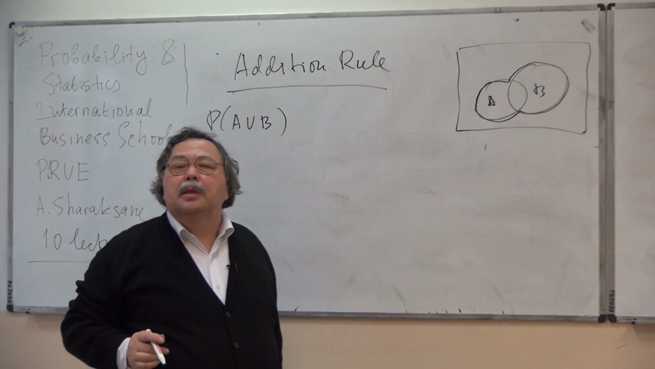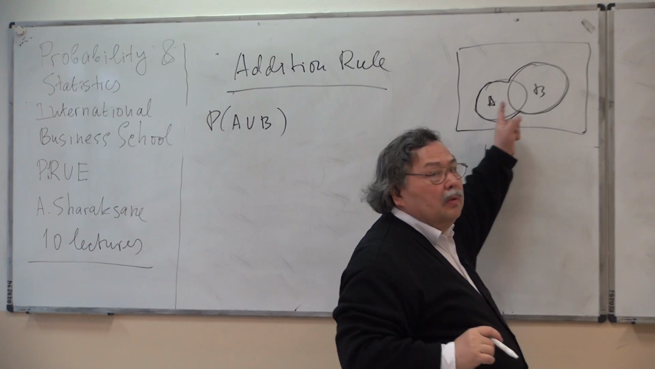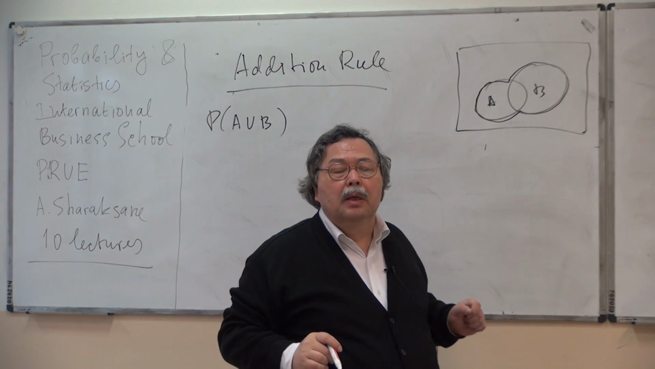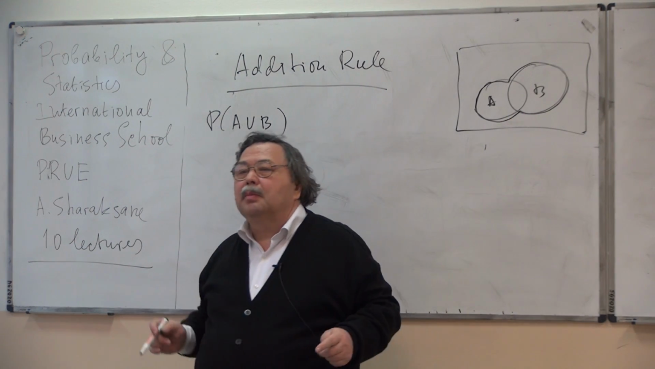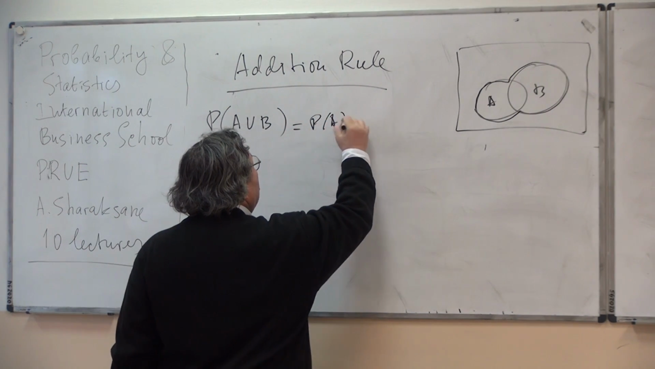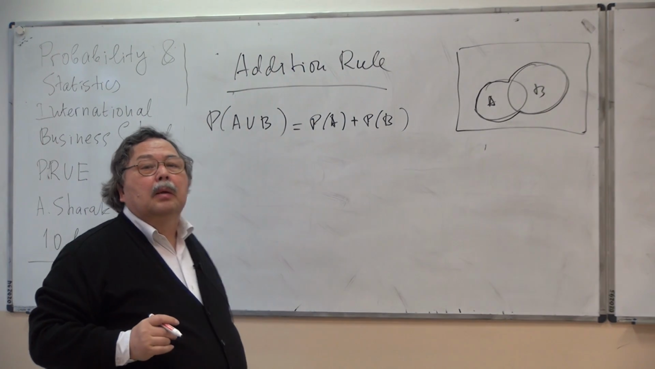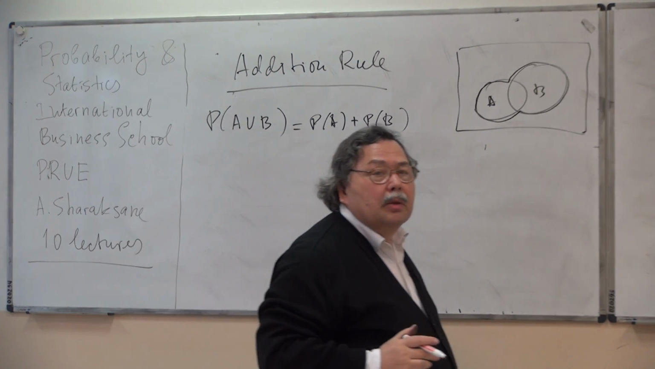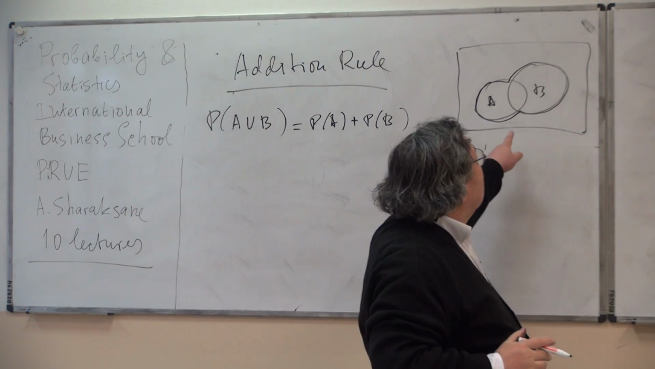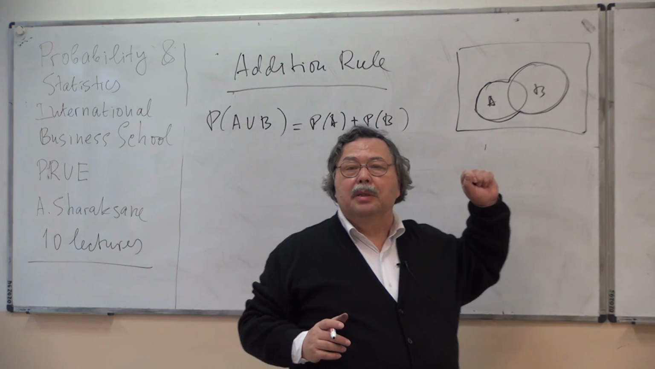And what probability should be assigned to A union B if the probability of A and the probability of B are known? Is it P of A plus P of B? Is it true? Well, the answer is no, it's not true. But I want you to see the reason why it's not true in this picture.